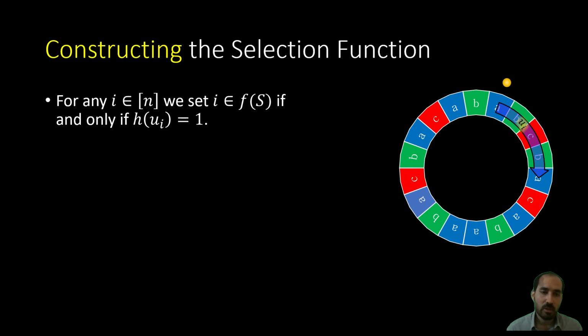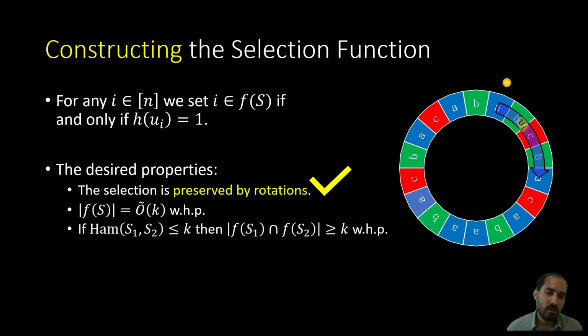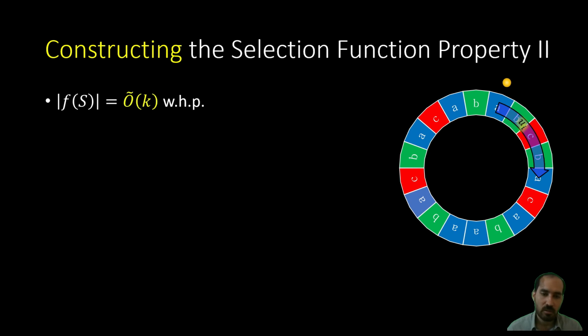And now the construction is straightforward. For any position i, we take i into the selected set if and only if u_i is active. And we need to prove that this selection function has the three desired properties. The first property is obvious: the selection is preserved by rotations, because the decision whether we take position i depends on the string, not on the index. Therefore, if we rotate the string, we also rotate the decision, the index that we take. For the second and third properties, we discuss them in a moment.